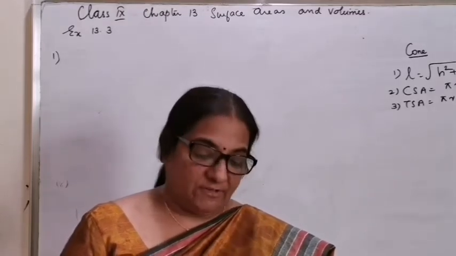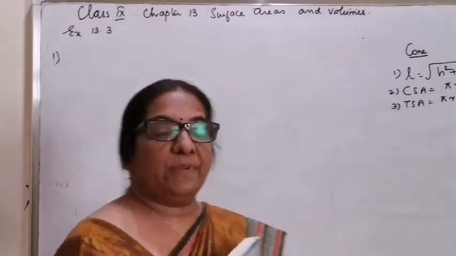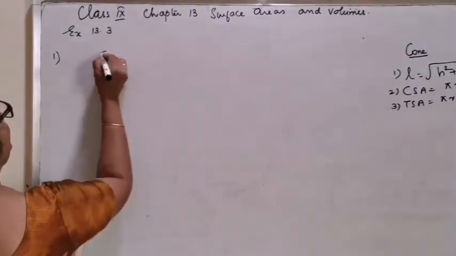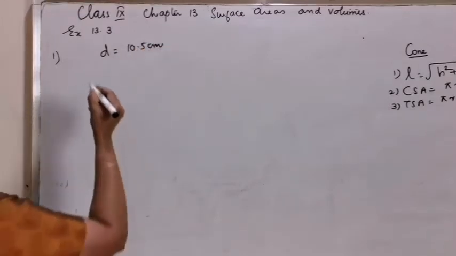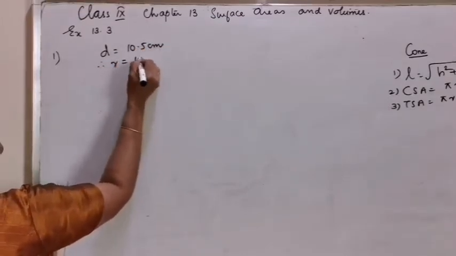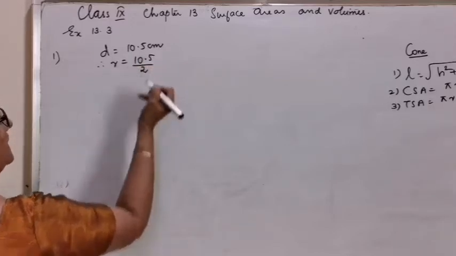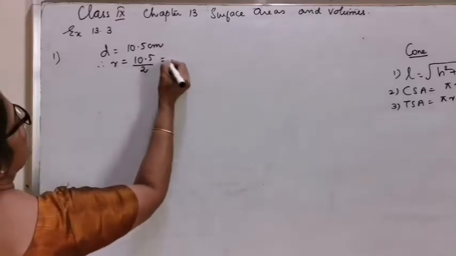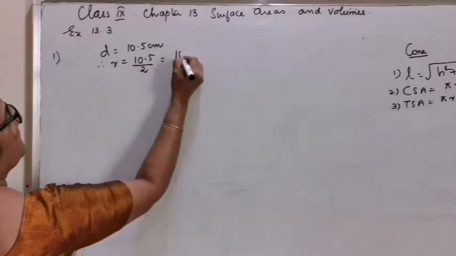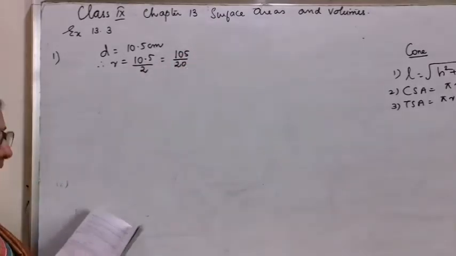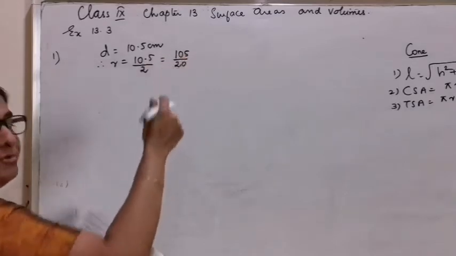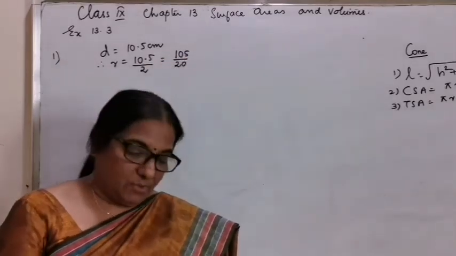Find the curved surface area. Diameter of the base of the cone is given as 10.5 centimeter. Immediately, radius is equal to 10.5 divided by 2. As I am telling you, you can avoid the decimal by writing it as 105 by 20. That will be easy for your calculation. Even if you don't reduce it with 5, it is okay.